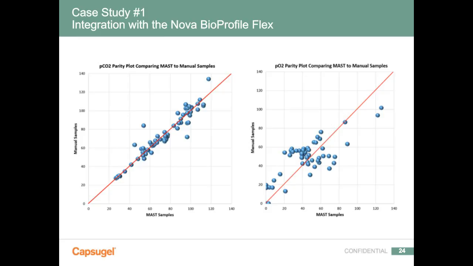So we're very happy with these results, and we think that this shows that the Nova automated sampling can replace manual. A system set up like this will save your operators, techs, and scientists a lot of time to do more value-added tasks.